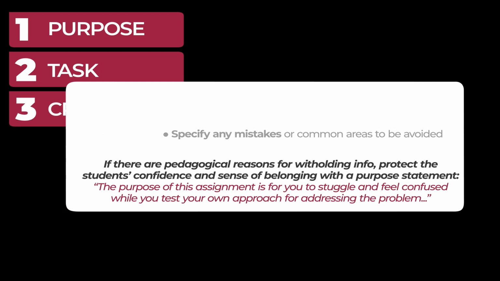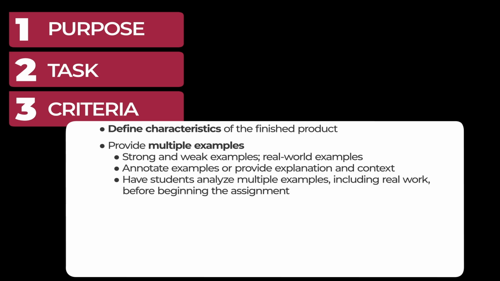And then finally, towards the end of the assignment, you want to define the criteria for success, including characteristics of the finished product. It's good to provide multiple examples as well, including both strong and weak examples and real-world examples. And these real-world examples don't have to match your assignment perfectly. It could be that part of the real-world example matches part of your assignment. And you can annotate those examples or provide explanation and context to help students understand what aspects of the examples they should be looking at to succeed on your assignment.